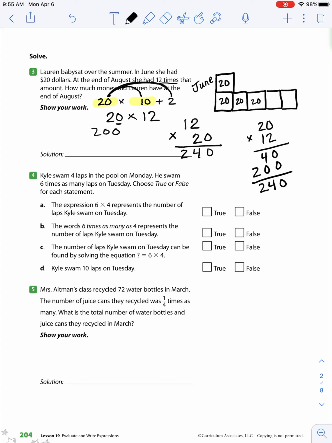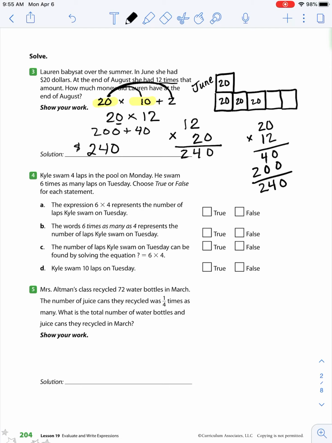And 20 times 2 is 40. So 240 when you add them up. Okay? All right. So she earned $240 by August babysitting. Not bad. All right. Number 4.